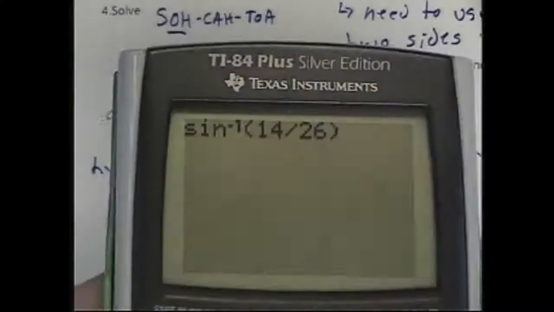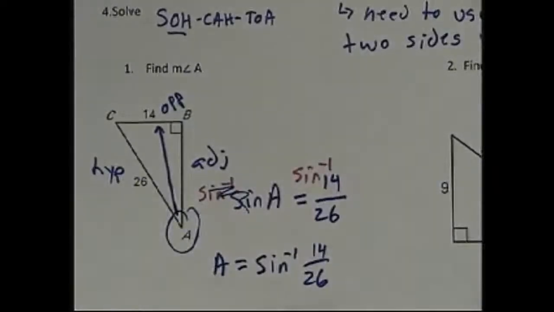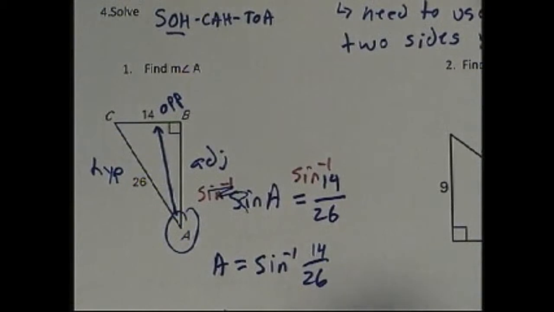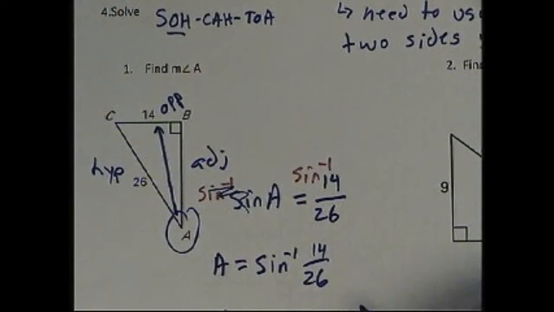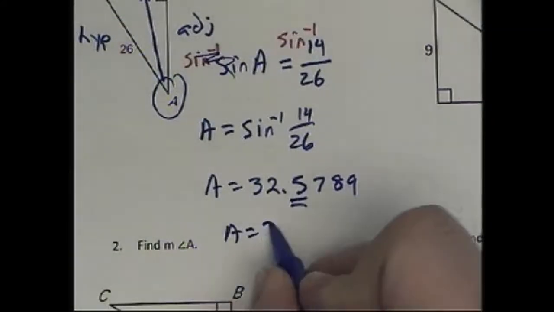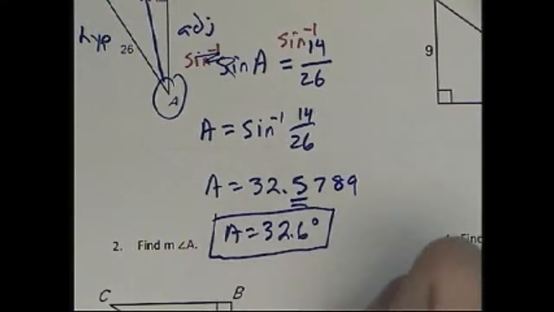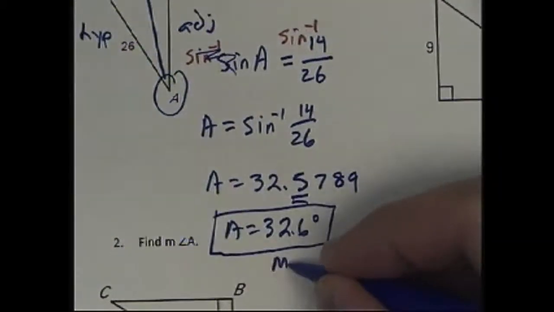Should look like this. Hit enter and we find out A is 32.5789. We're going to try and round this to the first decimal place, the tenths place, and so A is equal to 32.6 degrees. And that would be the measure of angle A.